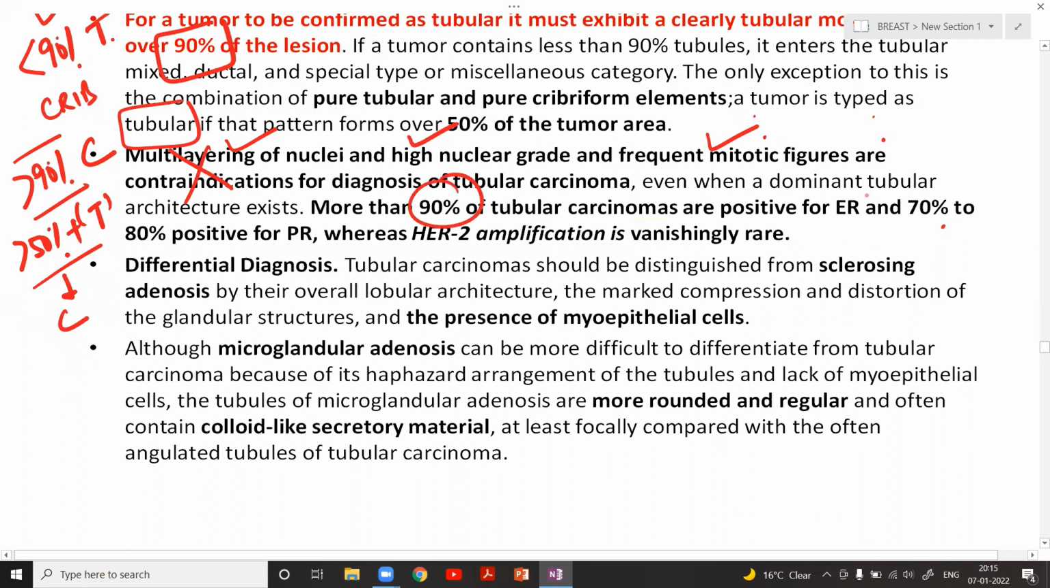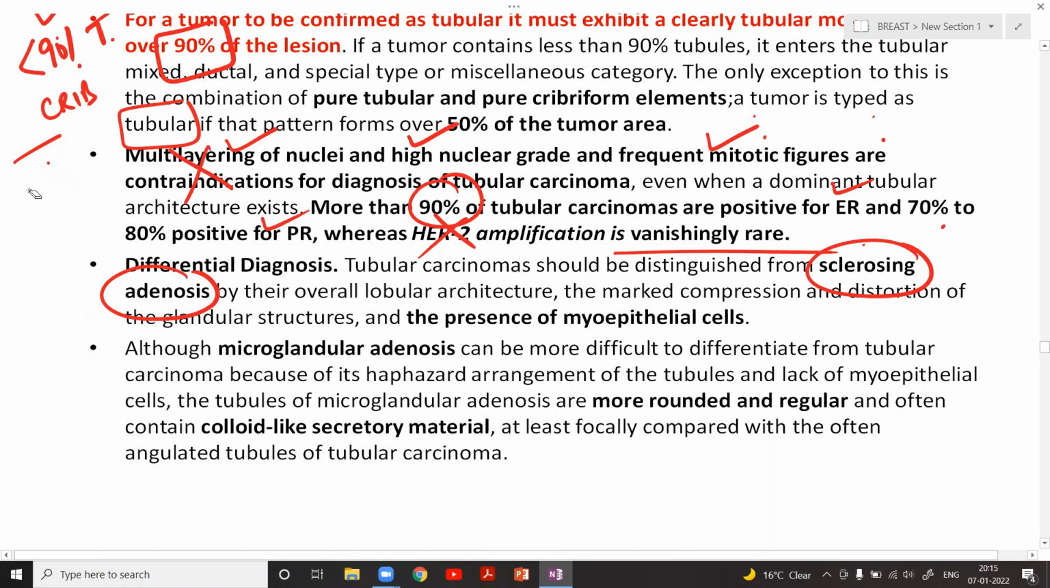More than 90% are luminal variety, ER as well as PR positive, and HER2 is negative in these tumors. Just remember this. The important differential diagnosis is sclerosing adenosis. So how will you differentiate? In sclerosing adenosis, you will see a marked compression and distortion of the gland structures, and sclerosing adenosis will also show the presence of myoepithelial cells.